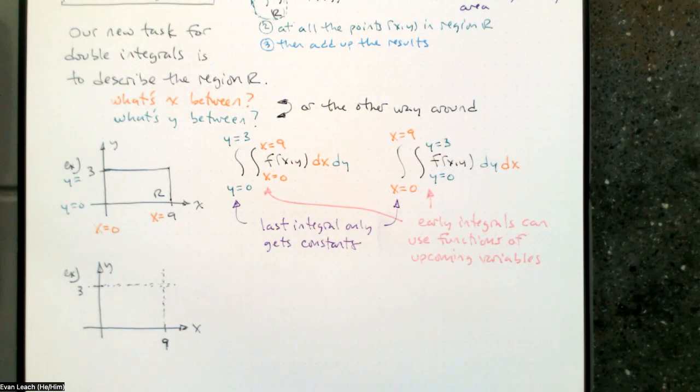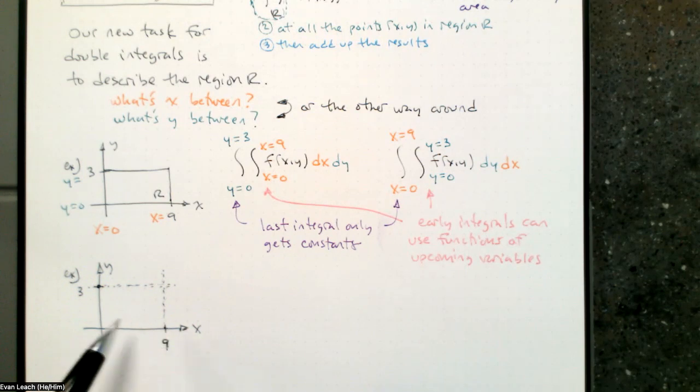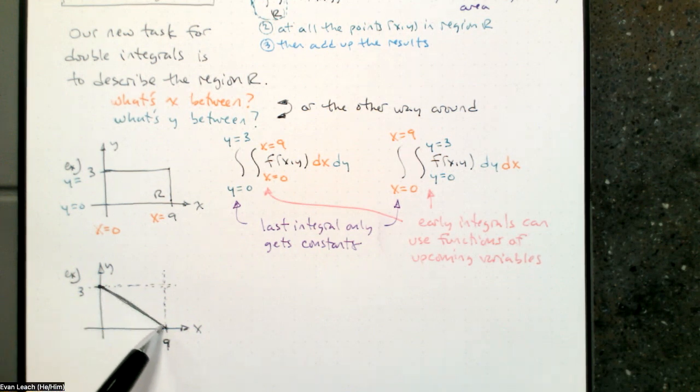So I'm going to draw a line. I can't remember what line I used last time. Let's draw a line from 0, 3, drop it down to 9, 0. And our region is down here. So the region is that lower triangle, bounded by the x-axis, the y-axis, and that line.